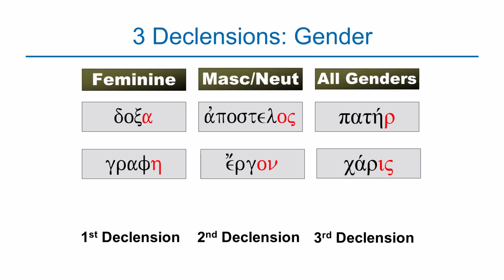What is important here is to know that there are three declensions in Greek and that nouns are grouped based on these three declensions. You have the first declension referring to feminine nouns, and you have second declension referring to masculine and neuter nouns, and you have third declension referring to words that are ending with rho or words that are ending with iota and sigma.